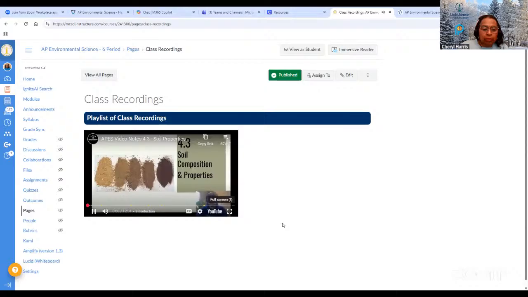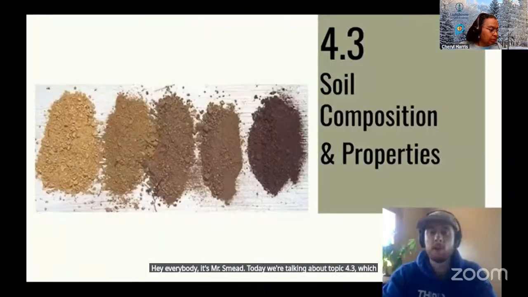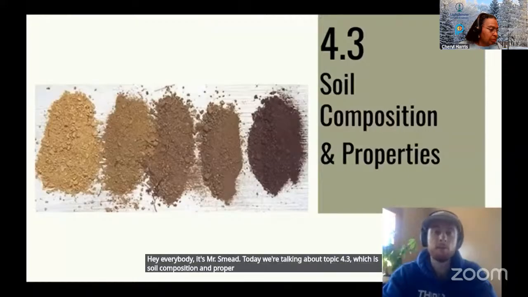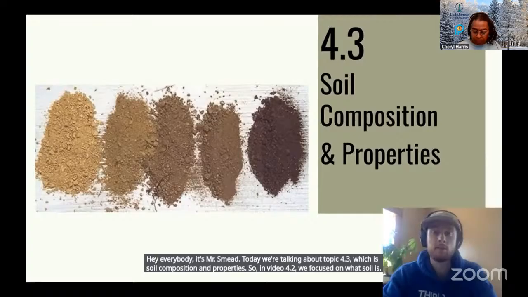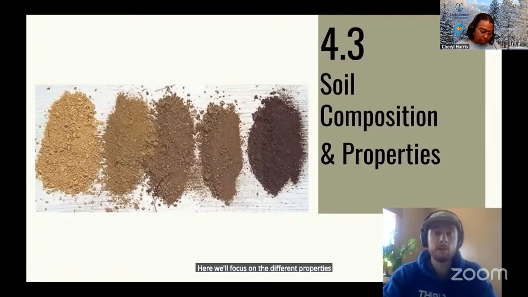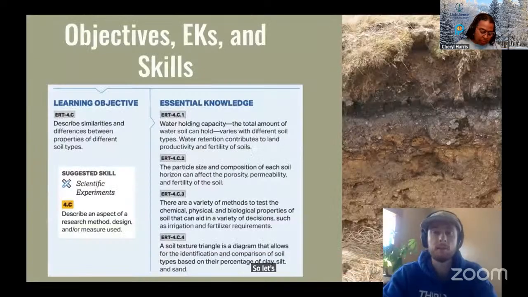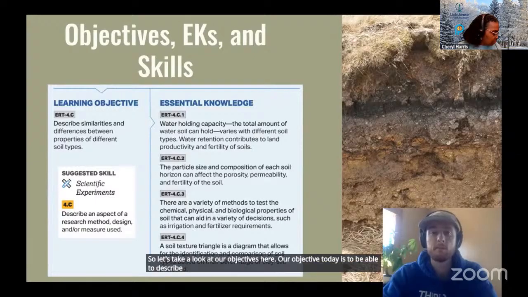Hey everybody, it's Mr. Smead. Today we're talking about topic 4.3, which is soil composition and properties. So in video 4.2, we focused on what soil is. Here we'll focus on the different properties that give soil its fertility or its ability to support plant growth. So let's take a look at our objectives here. Our objective today is to be able to describe the similarities and differences between properties of different soil types.